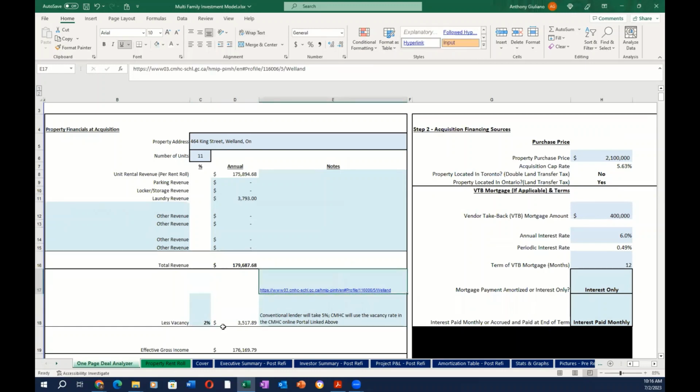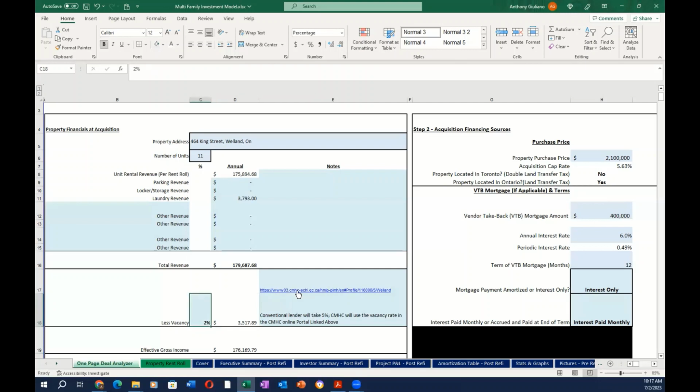Now, I've entered in some notes here on how CMHC or a conventional lender will underwrite a specific deal. For example, a conventional lender will generally take about 5% vacancy, even if you have no vacancy at all in the property. CMHC will utilize this module over here where you can enter in the property address and it'll tell you what the CMHC vacancy rate is for that property. So there's a bit of a variance in how the property's vacancy rate is calculated. I would suggest you work with your specific lender or mortgage broker to have them explain to you what you should be utilizing.